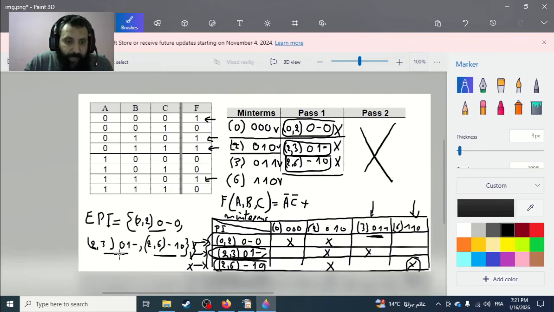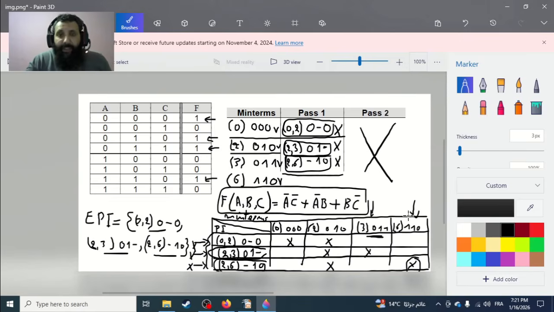Or the second one, we have 0, 1, dash. 0 for the A means bar, 1 for the B means not bar, dash means C is eliminated. And then the last one, we have dash meaning A is eliminated, 1 means B without a bar, 0 means C with a bar. And this is our reduced function.